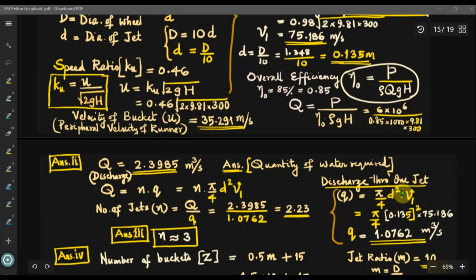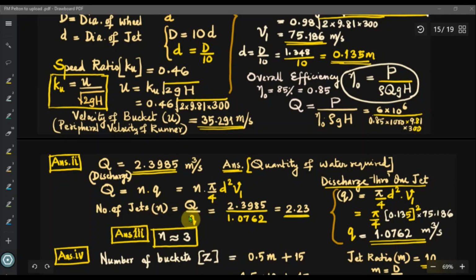So now discharge through one jet is small q, that is pi by 4 small d square into V1. Pi by 4 into small d is 0.135, that squared, into the actual velocity of the jet we found out already, 75.186 meter per second. If you take pi by 4 d square into that, you will get the discharge through one jet as 1.0762 meter cube per second. See, this discharge provided by one jet is 1.0762 meter cube per second, that is more than 1000 liters per second.